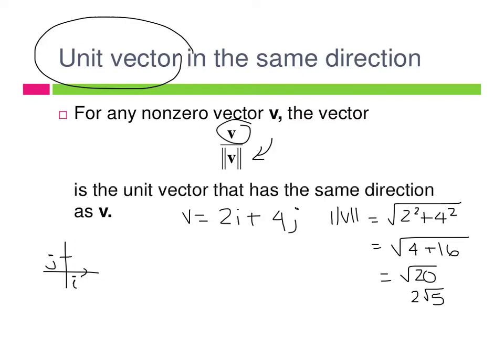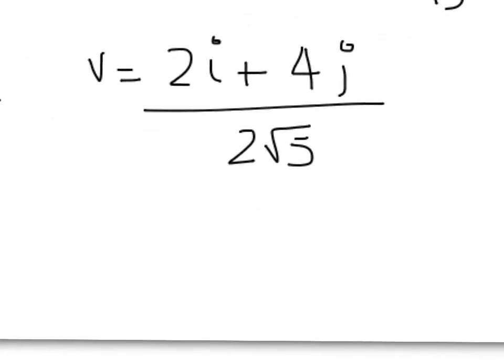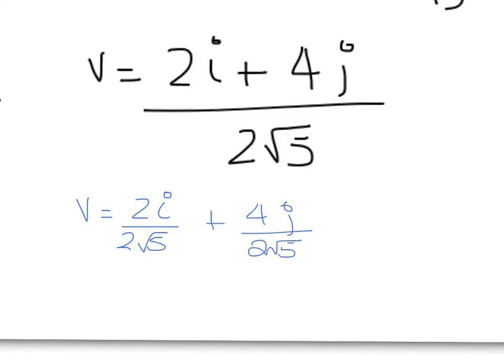And so what do we do? We take our vector and we're dividing by the magnitude, so 2 root 5. And I'm going to go one step further. We're going to break up each fraction. We're going to simplify where possible. So 2i over root 5, plus 4j over root 5. And here we can see the 2's reduce.